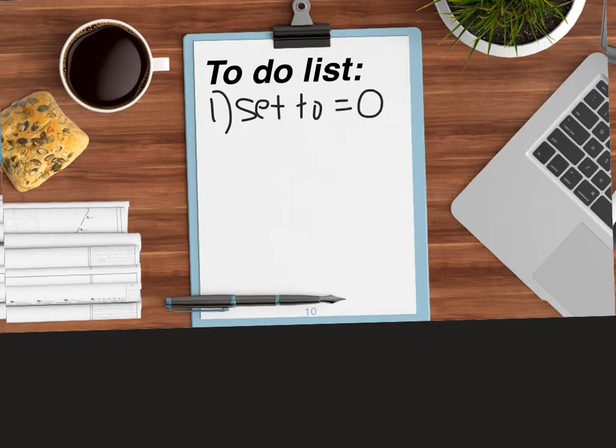Set to equal 0. So that means that we have to make sure that it is in standard form and that we've got it set to 0. If it's 4x squared plus 9x equals 7, you got to move that 7 over so that it's equal to 0. Next thing we're going to do is identify A, B, and C.